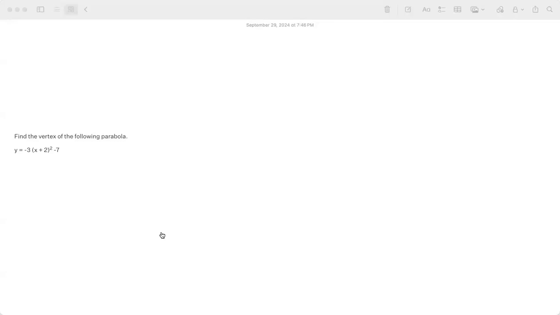Okay, how about this? This is a good one because it has that coefficient. Let's see. Convert this to, what is the other form? This is the standard form. Convert it to the vertex form.